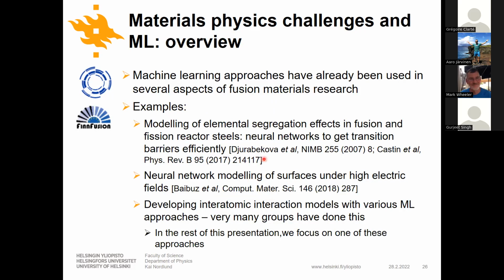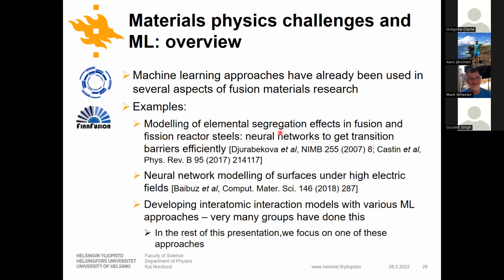So this, well, I could talk 2 hours just about regular modeling of this, easily. But now I'll focus on how machine learning methods have been used on the materials physics side. For instance, already some 15 years ago, Flora Djurabekova, when she was a postdoc in Belgium, started using neural networks to get transition barriers efficiently during a fusion or fission reactor condition.